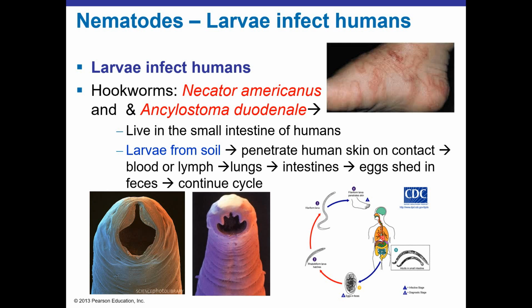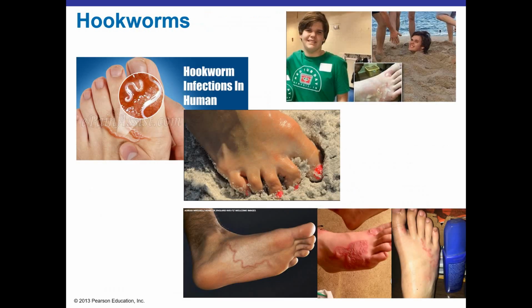The larvae then penetrate. They then travel via the blood or lymph into the lungs. Again, we have this life cycle where we cough them up, swallow them back down, they migrate to the intestines, and the eggs are then shed out in the feces, and the life cycle continues. But it is the larvae that hatch out in the environment and are going to infect humans.